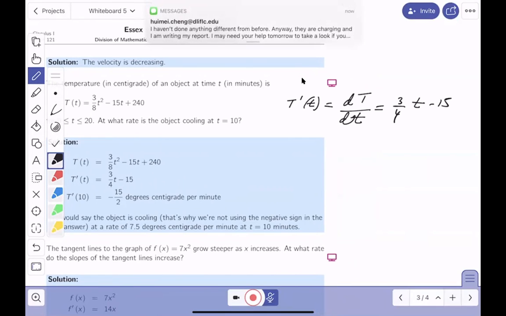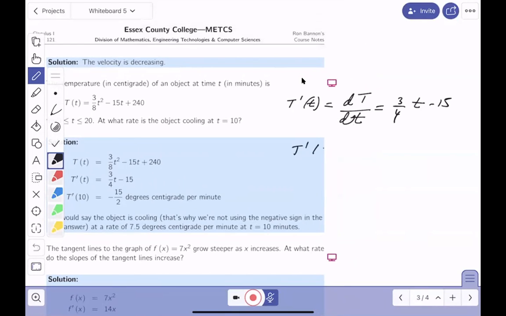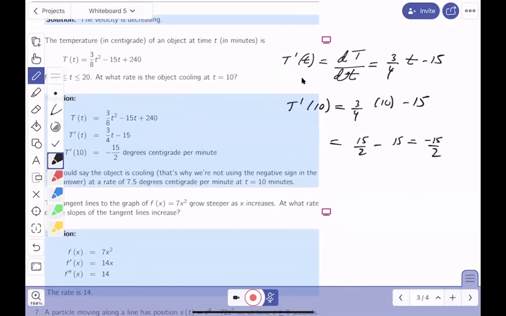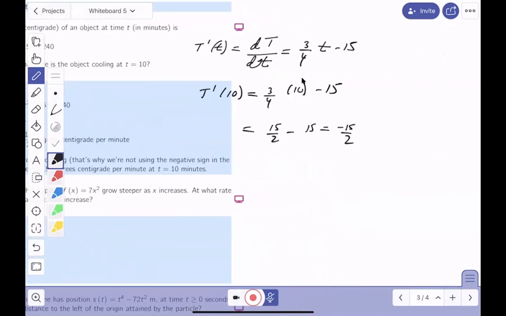All right, now what's our question? What's the rate of cooling at t equals 10? So they're asking for T prime at 10. What's it going to be? 3/4 times 10 minus 15. I certainly want to do the arithmetic over there. So it's going to be 15 halves minus 15, which is 15 halves minus 30 halves, or minus 15 halves. I want to put a unit on that, and that's going to be in degrees centigrade per minute. So about minus 7.5 degrees centigrade per minute.